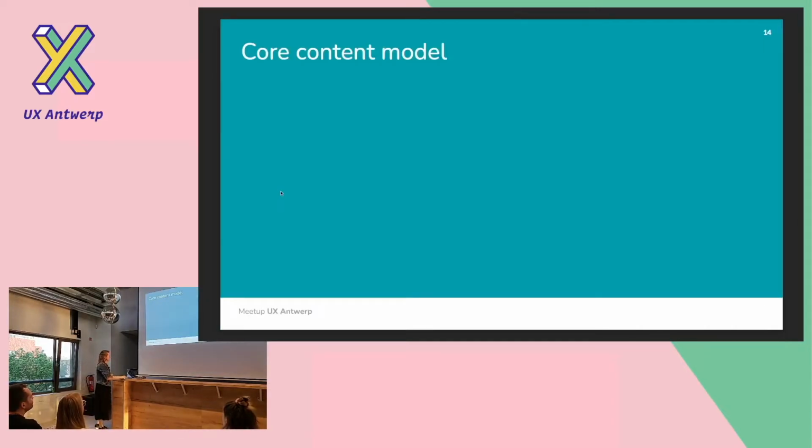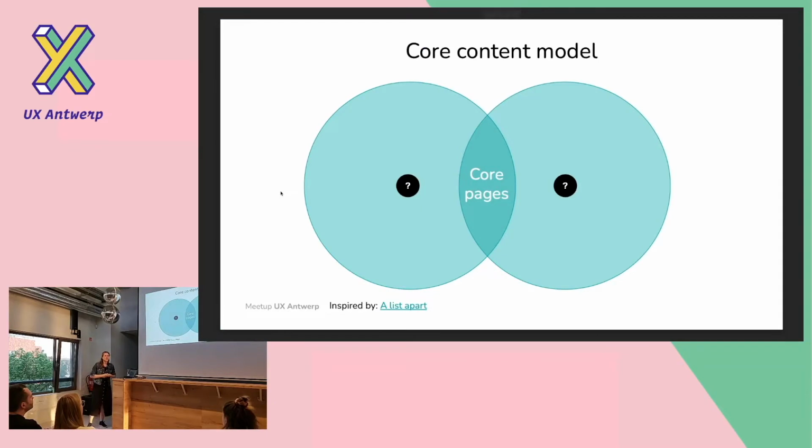Yeah, the second one is the core content model. And maybe some of you know this model. What do you think we should add in the blanks, in the question marks? Anyone? It stays very silent. Sorry? User needs. User needs and business needs. And business needs. Yes, very good.